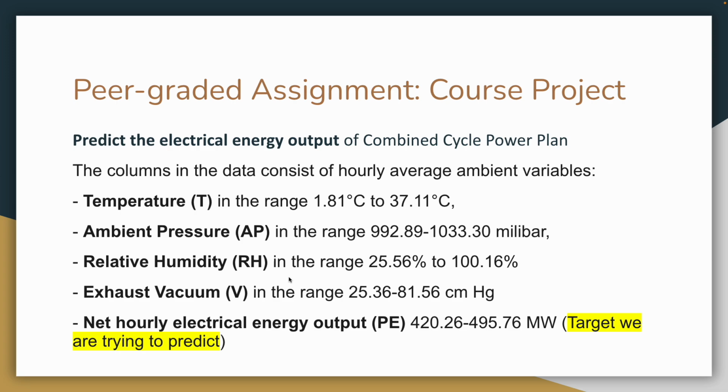So the assignment is about predicting the electrical energy output of a combined cycle power plant. The data is provided in CSV format. The columns consist of hourly average ambient variables: temperature, T; ambient pressure, AP; relative humidity, RH; exhaust vacuum, V; and the last one is net hourly electrical energy output, PE. So this is the target that we are trying to predict.